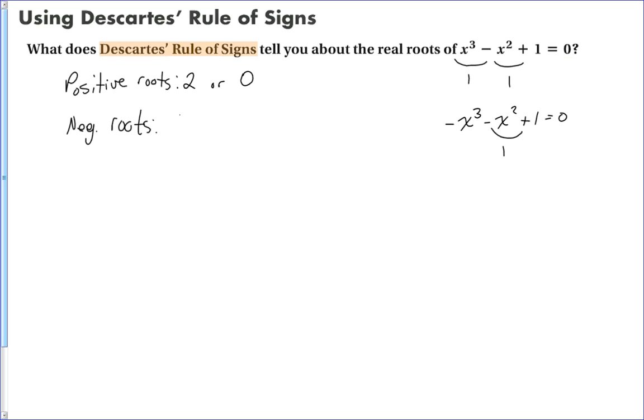So we're going to have only one negative root because if we subtract 2 from it, we get negative 1. And you don't go below 0. So in this case, we're going to have 2 or 0 positive roots because we have 2 positive sign flips.